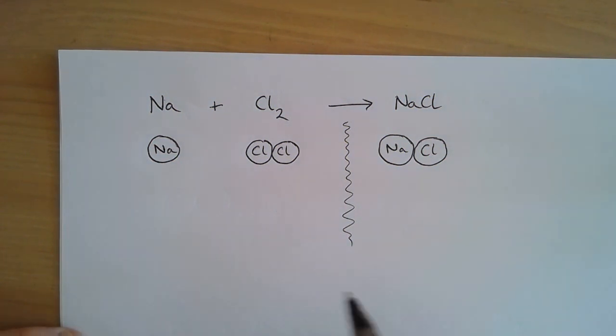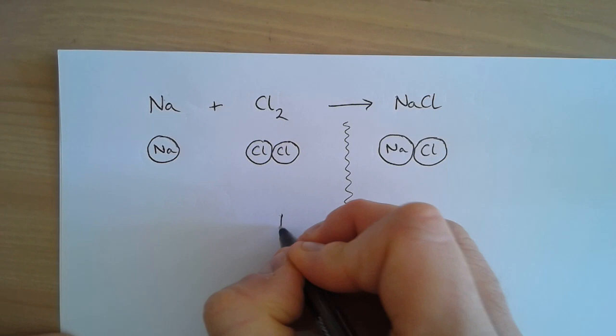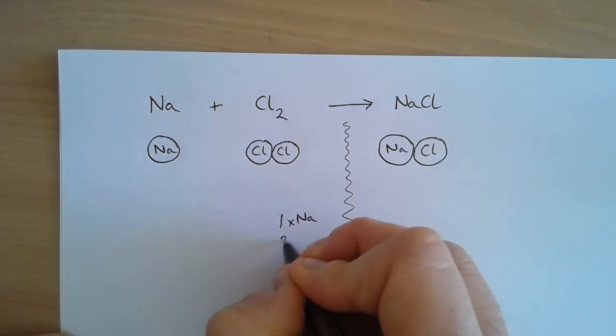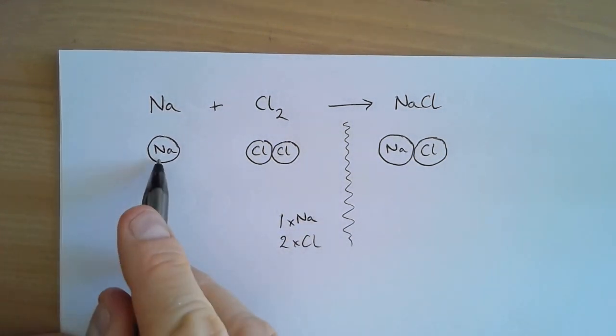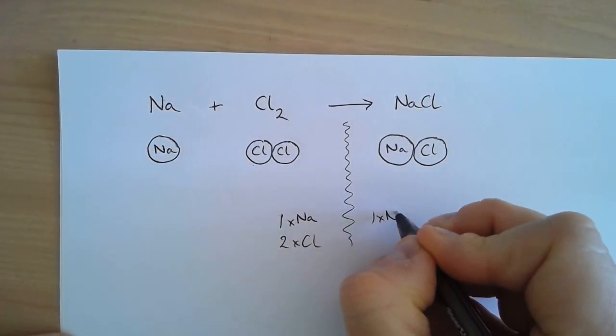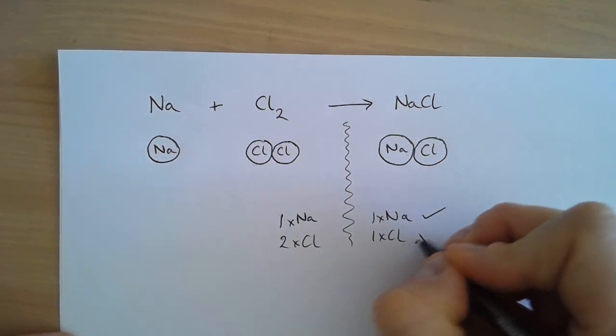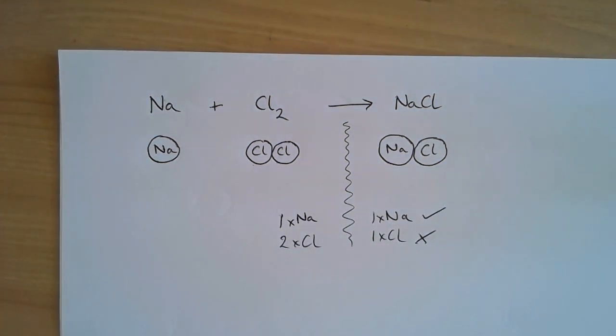So let's do the process of working out how many of each type of atom we've got. 1 times Na, 2 times Cl. 1 Na there, 2 Cls here. On this side, just 1 of each. So this is balanced, but this is unbalanced. Now this is an example of one where we're going to make a change in order to start balancing it, but it's actually going to, in the process of doing that, unbalance something that we thought we'd already sorted out.